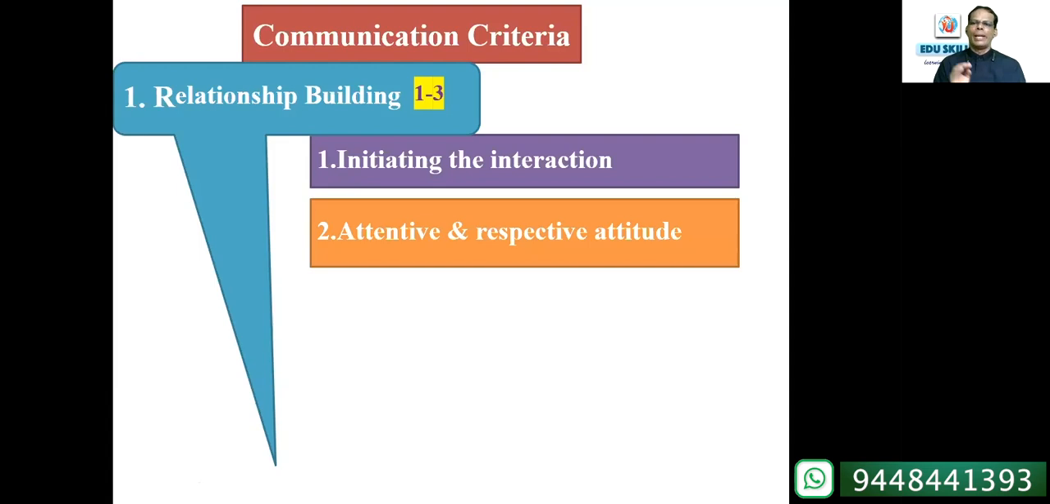And second one, attentive and respectful attitude. You should be attentive; though it is a speaking subtest, your listening will definitely play a great role in this particular subtest. So be attentive to the patients or the patient carers, whoever it is, to their needs and with a respectful attitude. You need to ask permission if you have to touch them or do some assessments. You need to ask their permission politely, use very polite language, and be respectful towards them.